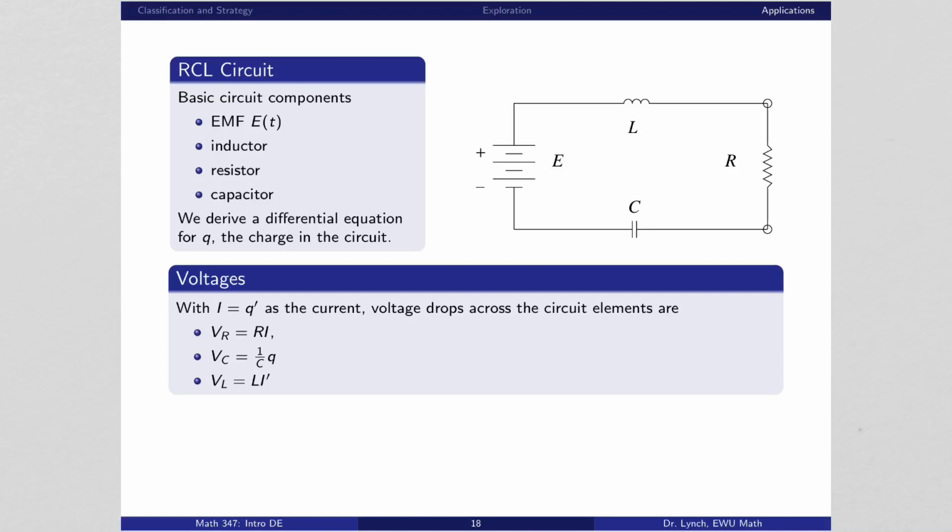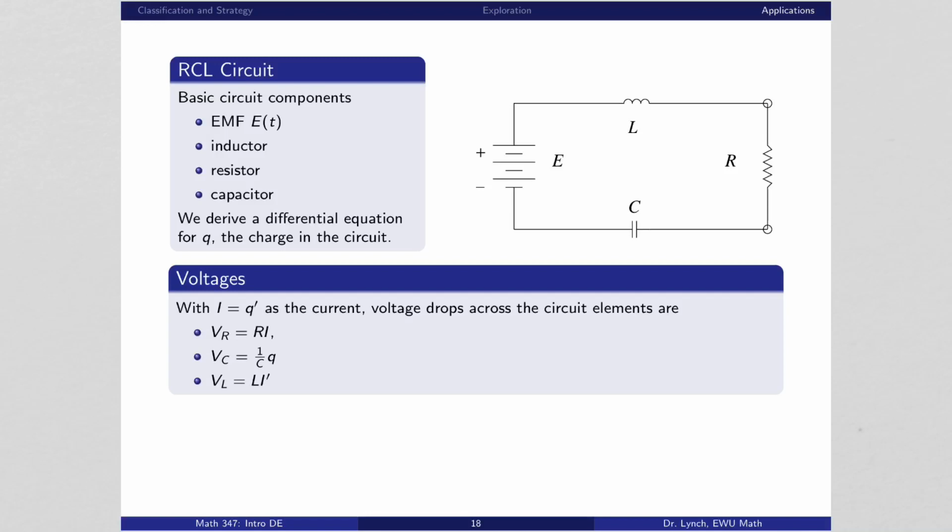Okay, so the last application that we're going to have a look at is the application of an RCL circuit. For those of you of the electrical engineering variety, this example will be near and dear to your heart. The basic circuit components in an RCL circuit: there's some sort of source term, some sort of electric source. You can think of this as a battery that may be a function of time. The L in the RCL circuit stands for an inductor. The R stands for a resistor, and the C stands for a capacitor. And in this example, we'll derive a differential equation for Q, which is the charge in the circuit.